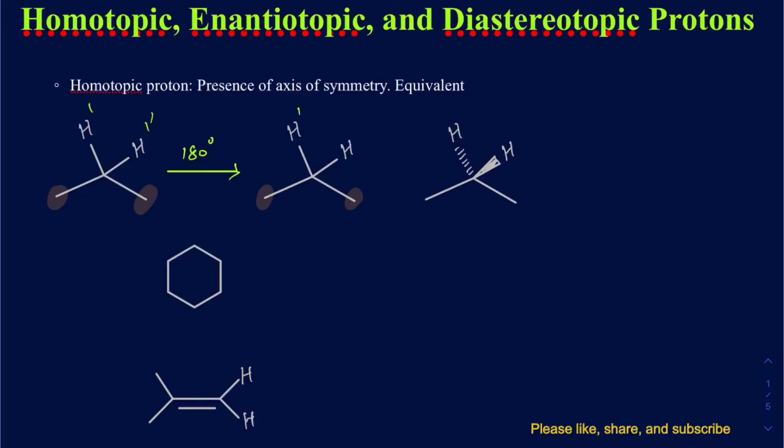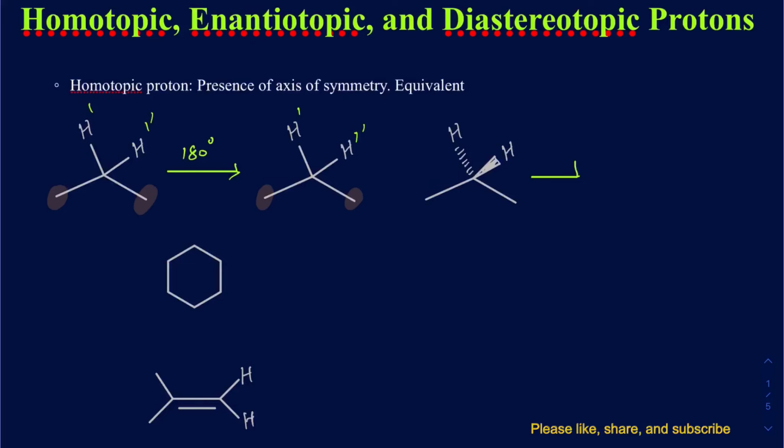So this could be either 1 and 1 prime, or it could be the other way, where this first one could have been the 1 prime and this could have been the 1. So I'm just going to say it only one way. There is really not any difference, but I can see this could be very confusing for students to understand. So there is actually an easier way to figure out if a given proton is going to be homotopic or not. I'm going to take the same example and run a replacement test.